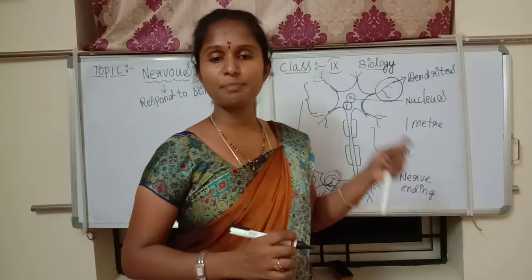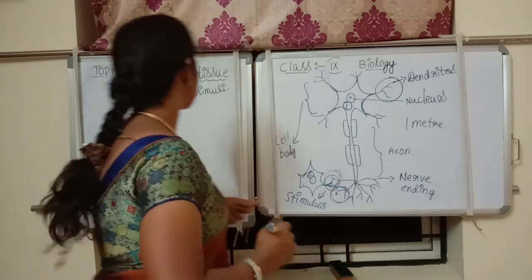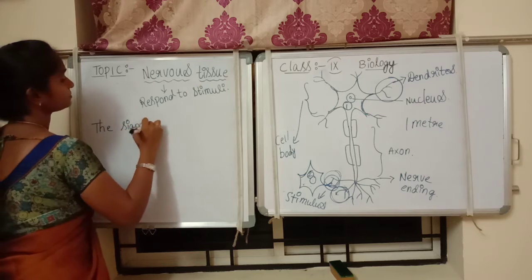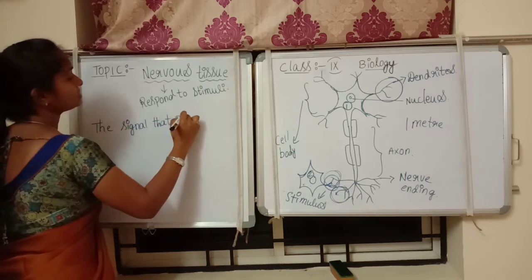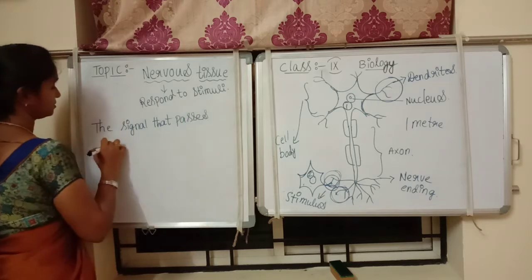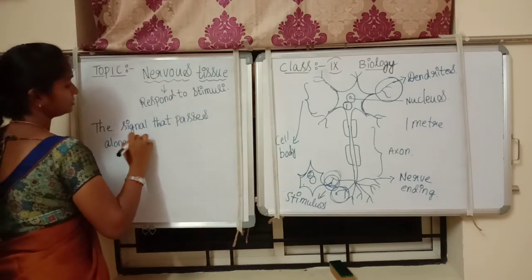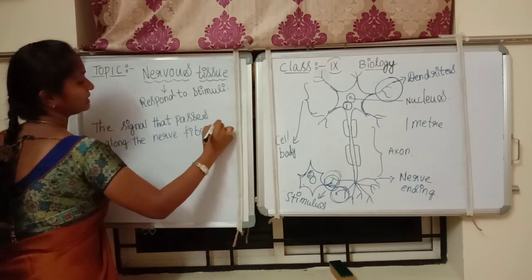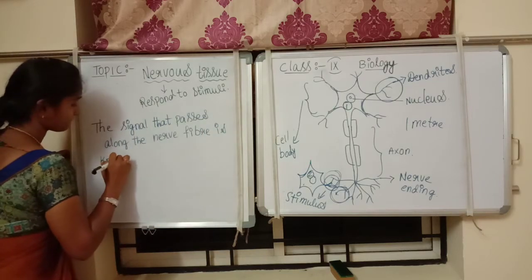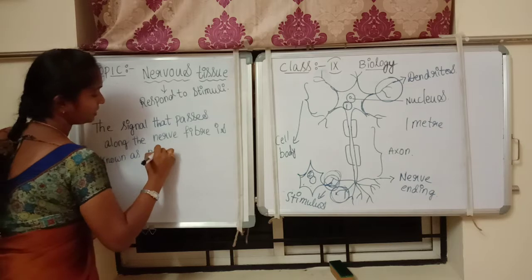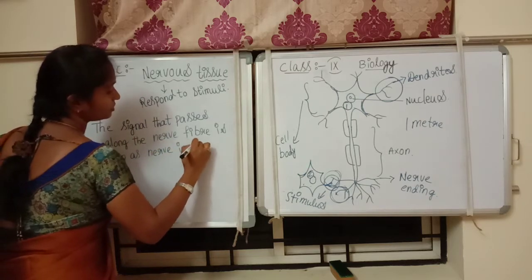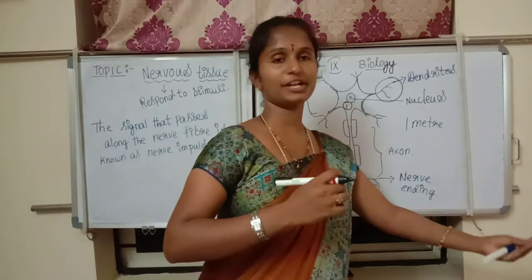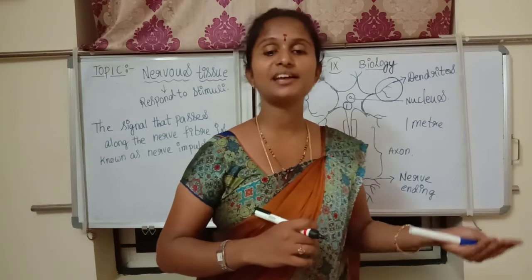The signal that passes along the nerve fiber is known as nerve impulse. The information is passing from one neuron to another neuron. That is the thing we call a nerve impulse.